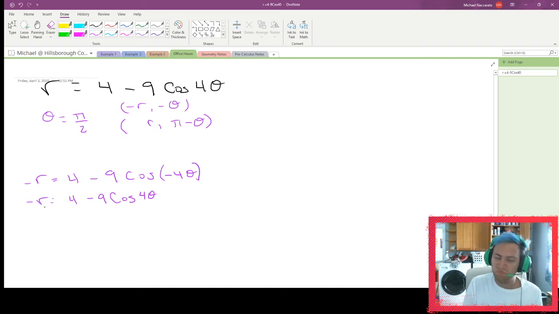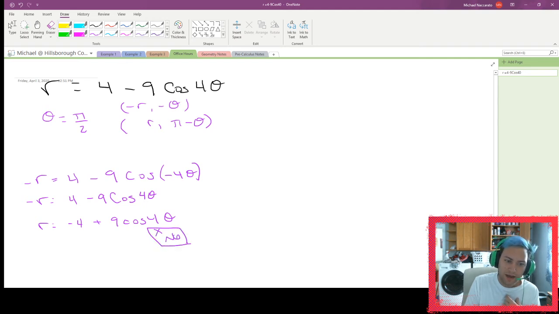So then, well, I can see what happens here, right? You've got this negative out front. You're going to divide it to the other side. So we have negative 4 plus 9 cosine of 4 theta. Well, that's the exact opposite of what we started with. So as of right now, I would say no, this does not have symmetry with respect to pi over 2.